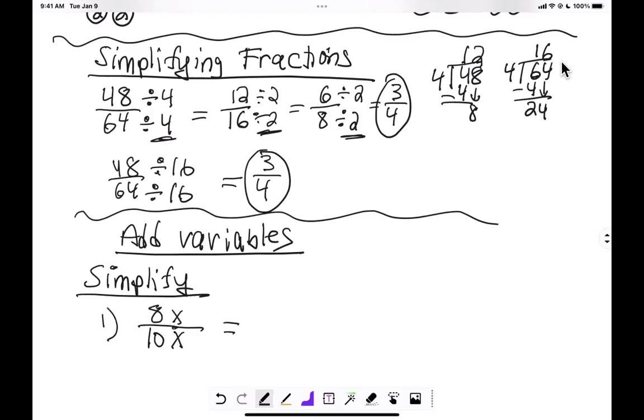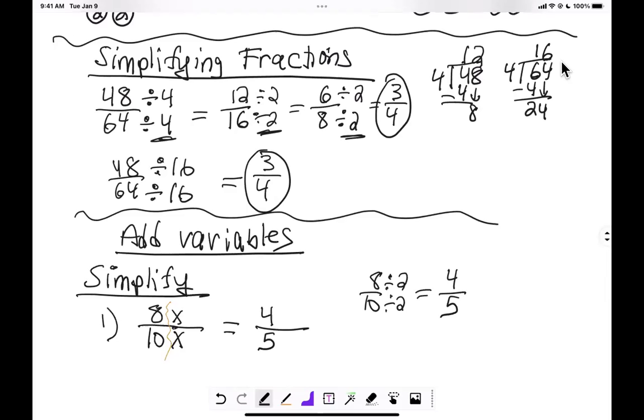Now I'm all about doing it in pieces. I'm all about doing parts. Don't look at it as 8x divided by 10. Think of it as 8/10. That's one part. x divided by x is another part. So almost think separate. Do one at a time. So 8/10, I can divide both of them by 2, and I get 4/5. So I know so far I have 4/5.